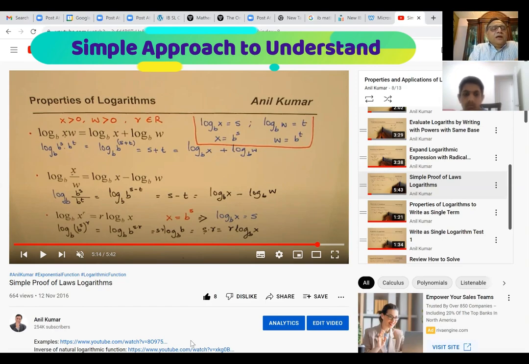So now the left hand side of the equation, the very first one, is log to the base b of x times w. It really means x and w are b to the power of s and b to the power of t, correct? So you have b to the power of s and b to the power of t. When you multiply them, you basically add the exponents as shown, right?